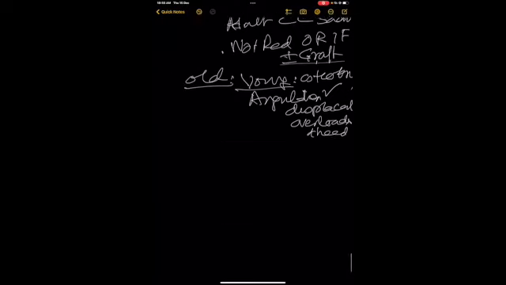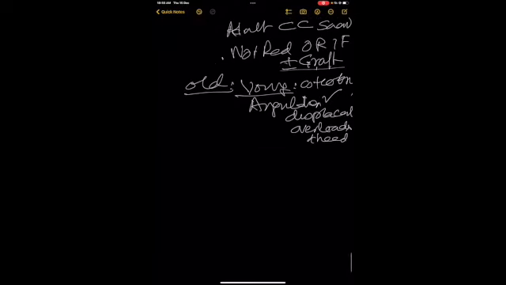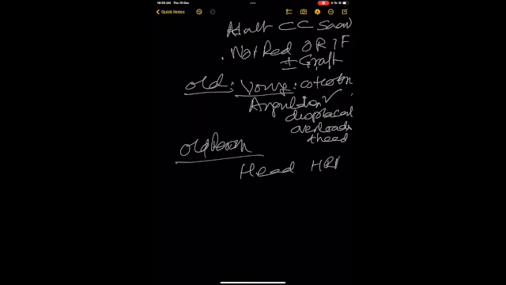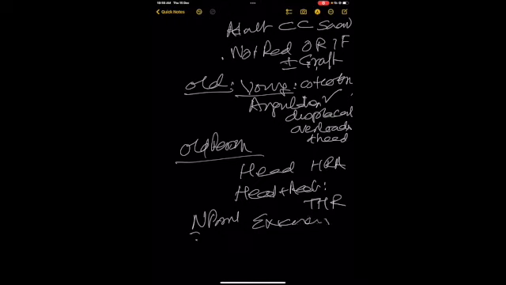Then old person, head, you do a hemiarthroplasty. Head and acetabulum, you do a THR. Not possible, you do an excisional arthroplasty. Plus minus pelvic support osteotomy to stabilize the hip after excisional arthroplasty and prevent progressive shortening. So this is the treatment of fracture neck of femur.